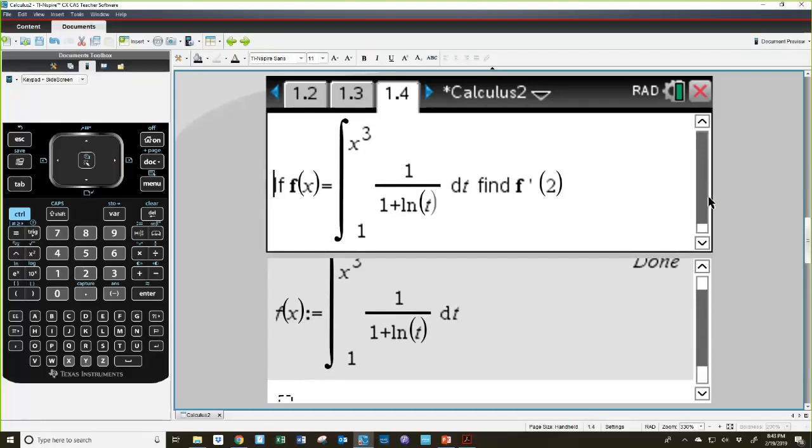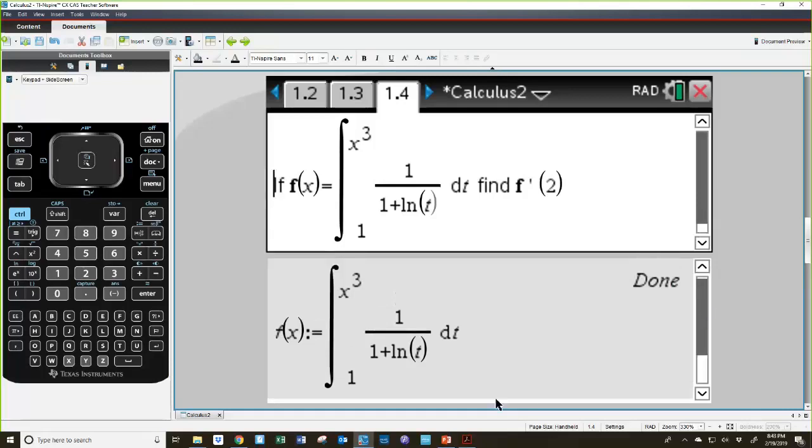So it's no calculator. But one of the things I like to do is confirm what we would get working paper and pencil with the calculator. I think sometimes the students maybe believe it a little bit more if they see it happen on the calculator. So on this lower part of the screen, I've actually defined this function. If you see the f of x and then the colon equals, that is defining the function as this definite integral, and it simply says done when that happens.